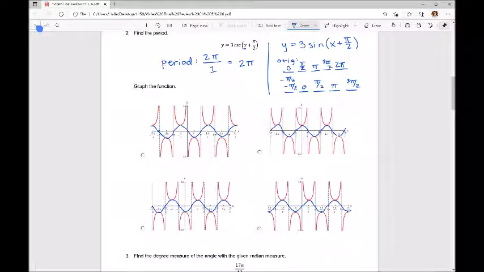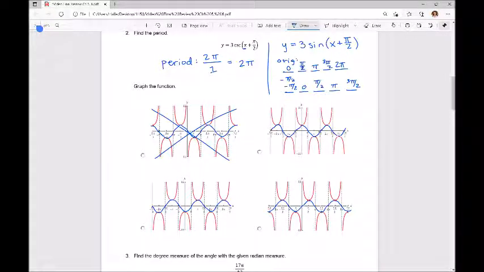Okay, so now we need to decide which of these sine curves matches what we want. Maybe let's start by looking at whether it's shifted correctly. We know that we want a period to go between negative pi over 2 and 3 pi over 2. So let's see if any of those don't fit that. Well, this one in the top left does not, because we have an asymptote at negative pi, and then we have an asymptote at 0 and an asymptote at pi. So this can't be correct because we know that the period has to start at negative pi over 2. So that one can't be it.